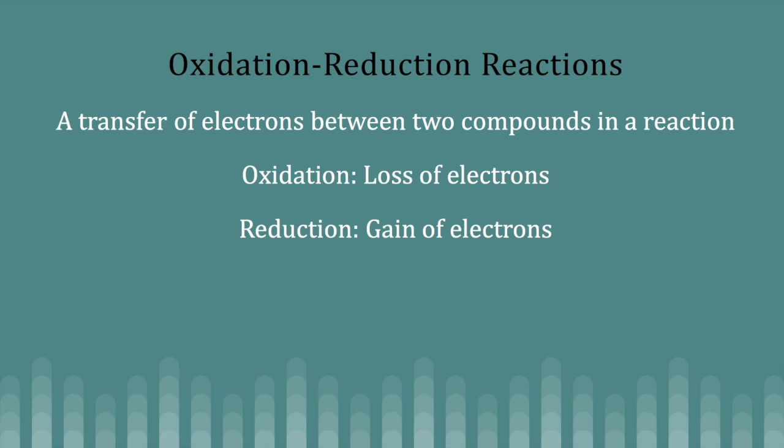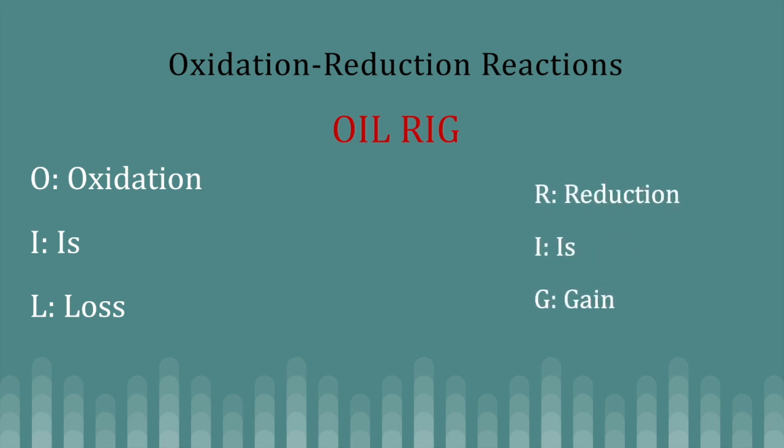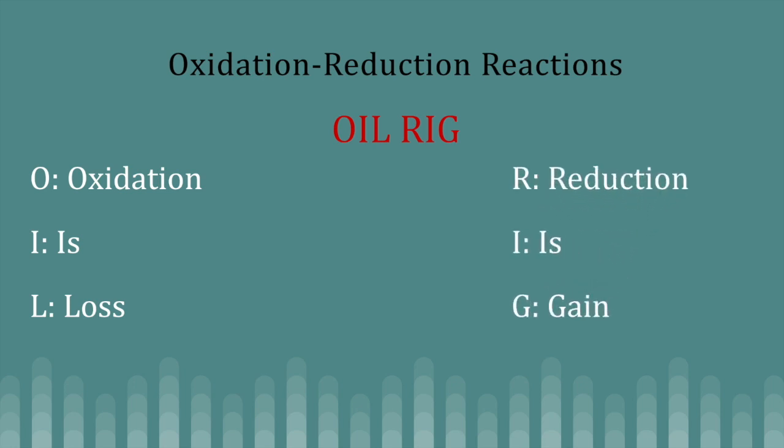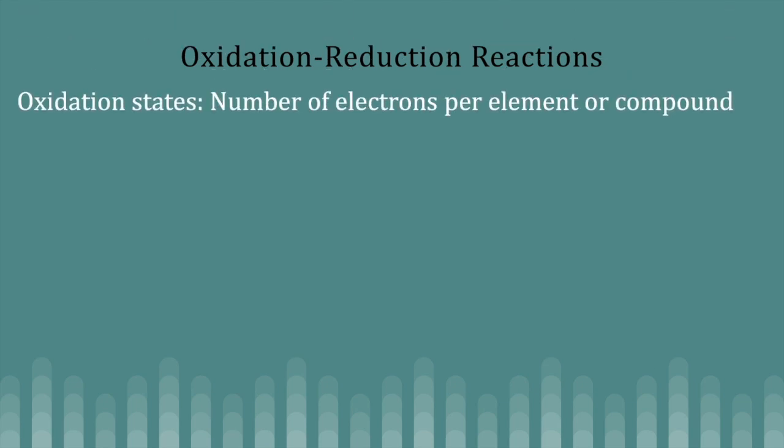One way that people memorize this is by the acronym OIL RIG. The OIL in OIL RIG stands for oxidation is loss, while the RIG in OIL RIG stands for reduction is gain. This is an easy way to remember which compound is being stated as the reduced or oxidized species in the reaction. Now, when it comes to these reactions, there are rules to how each element receives its oxidation state.